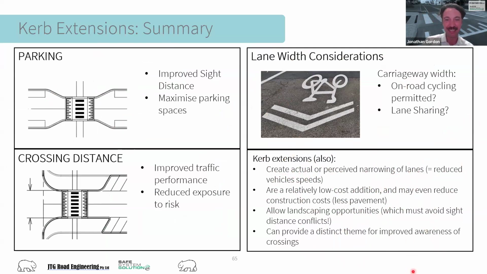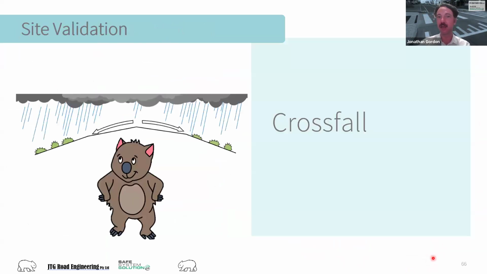So reduce costs potentially in pavement, etc., and sight distances improvement. So that's curb extensions. Let's roll into crossfall.